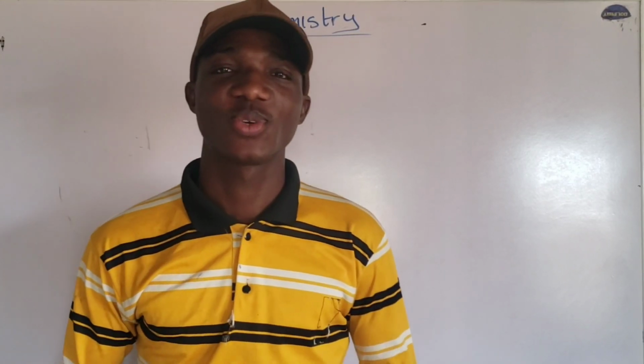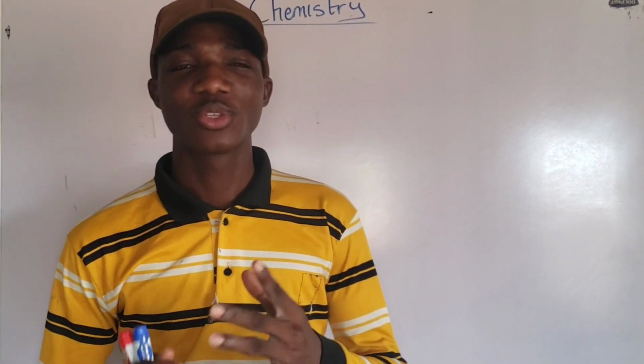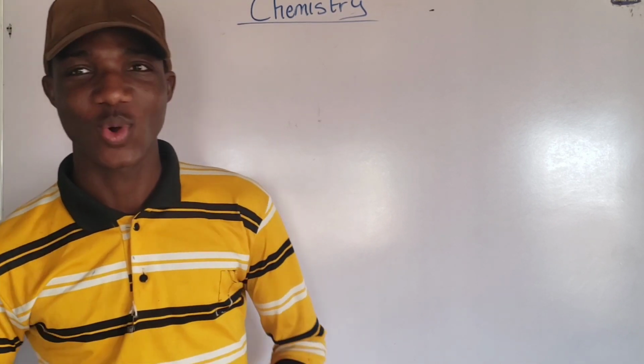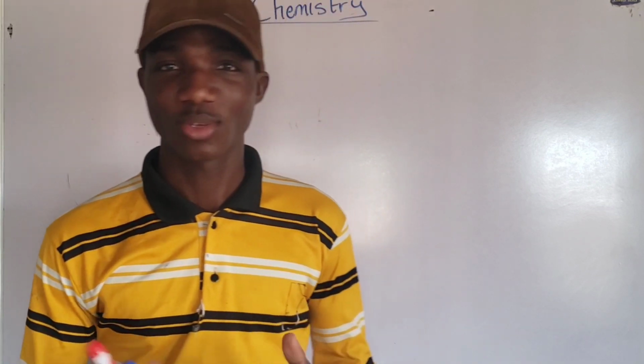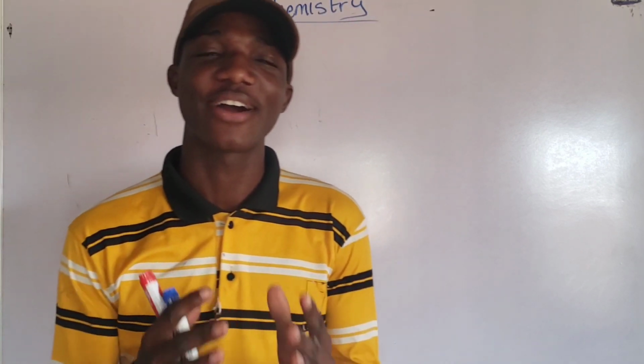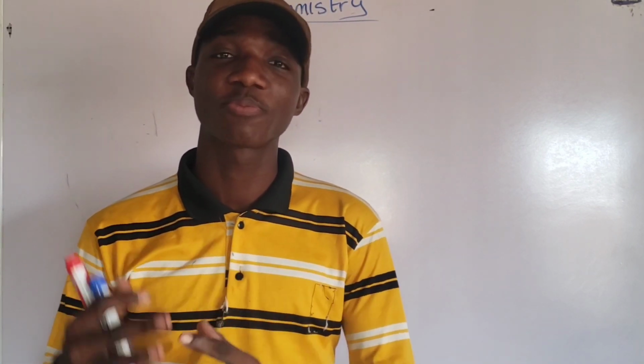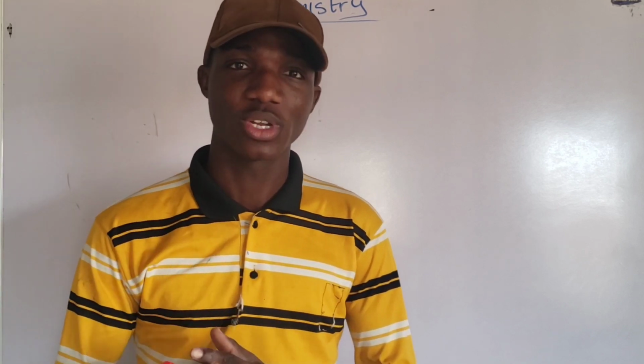In this class, we're going to talk about atomic structure. We're going to learn what an atom is made of. Let's start by defining what is meant by atomic structure. Atomic structure refers to the arrangement of subatomic particles in an atom.